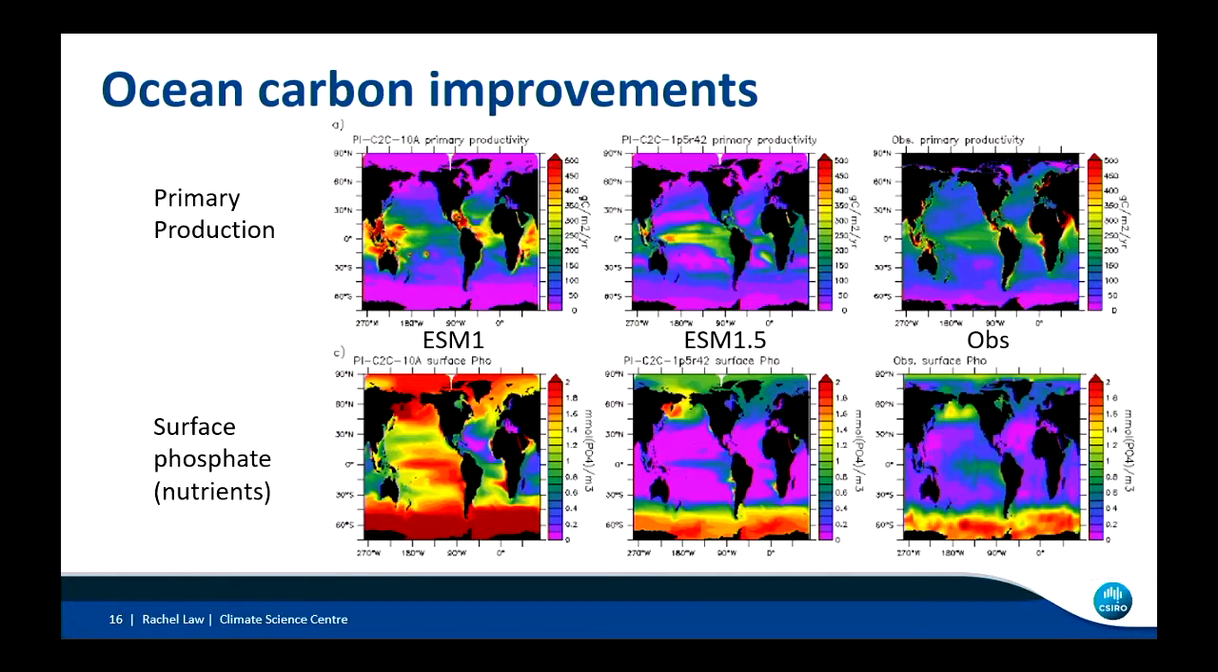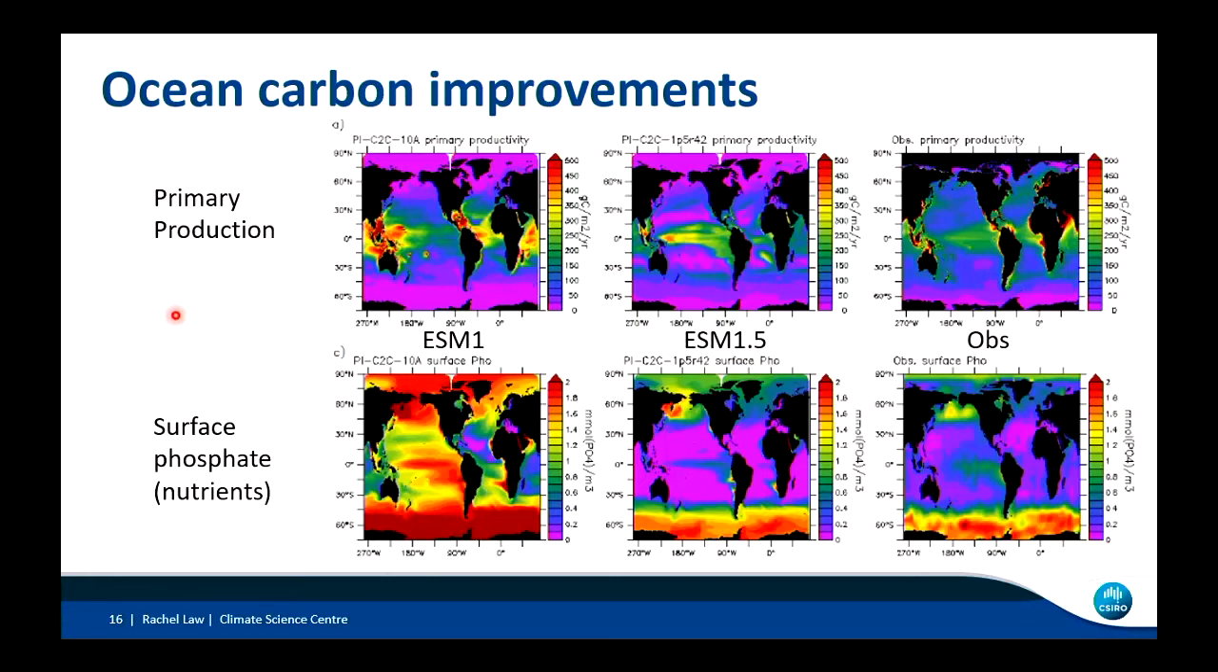So this is ocean carbon related variables: the primary production from the ocean, and surface phosphate, which is one of the nutrients. On the right here, you've got the observations. This was our ESM1 simulation, so clearly really high surface phosphate and some primary production very centred on the tropics, nothing away from the tropics, and some really hot spots. And our ESM 1.5 with a better parameter set, or retuned parameters, looked better overall.